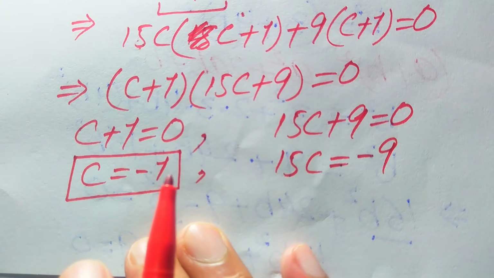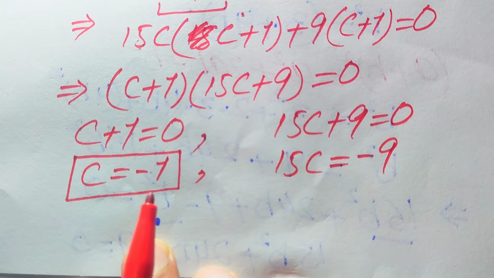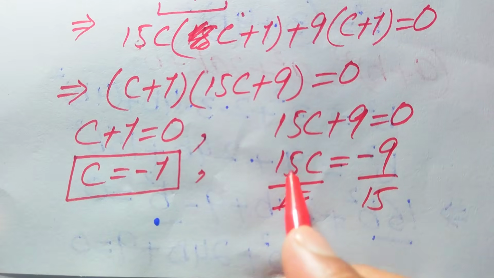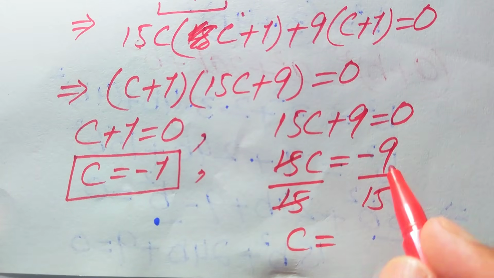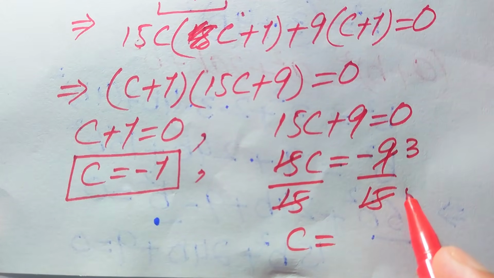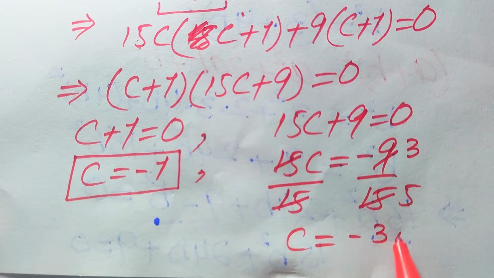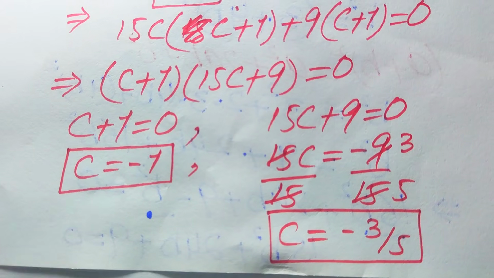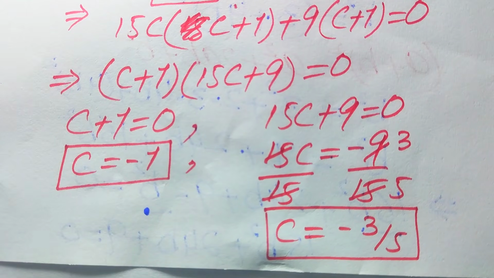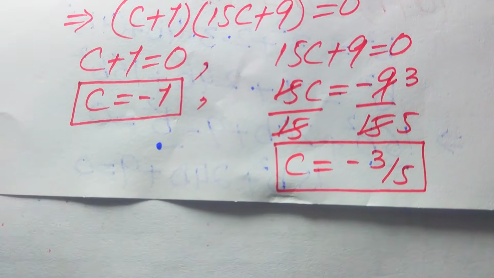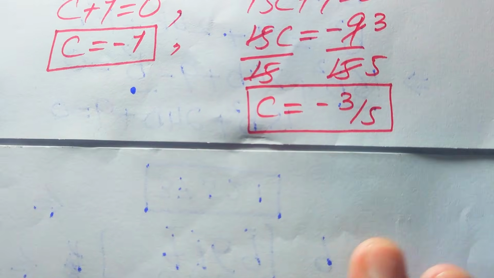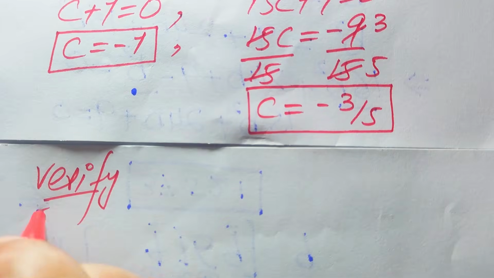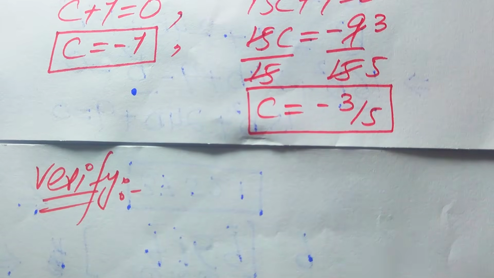Now our target is to get the value of c. For this we divide both of the sides by 15, and we get c equals minus 9 over 15, and 3 times 3 becomes 9, 3 times 5 becomes 15. So we easily get the value of c equals minus 3 over 5. Now you see that in this method we get these two roots of the given equation. But in the next step we need to verify whether these roots are solutions or extraneous roots.